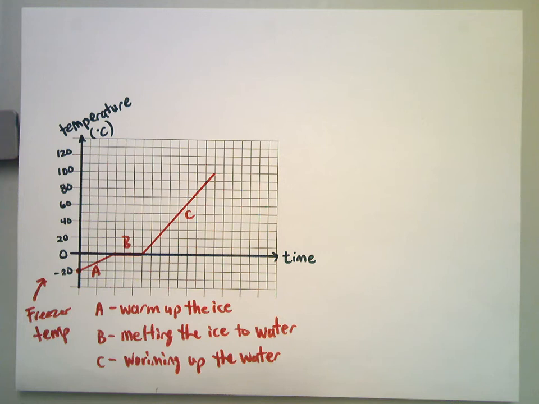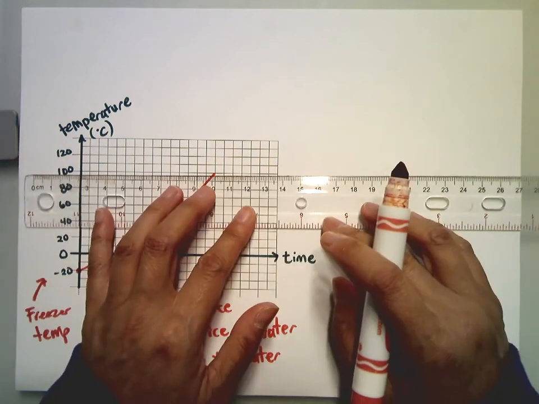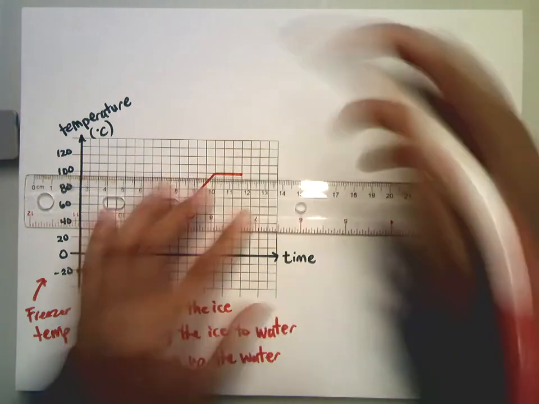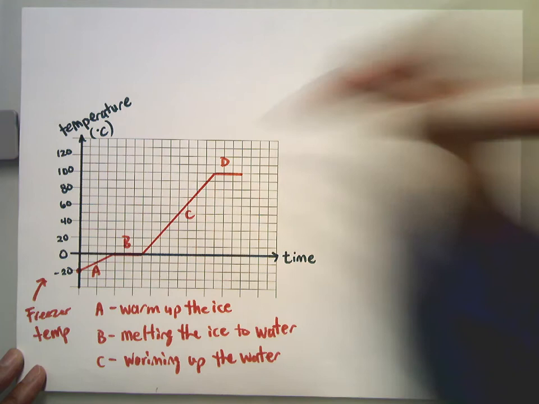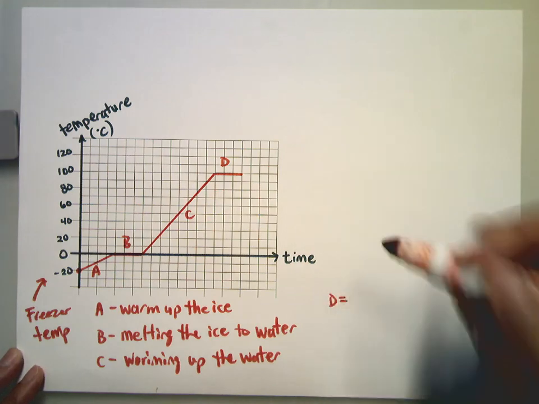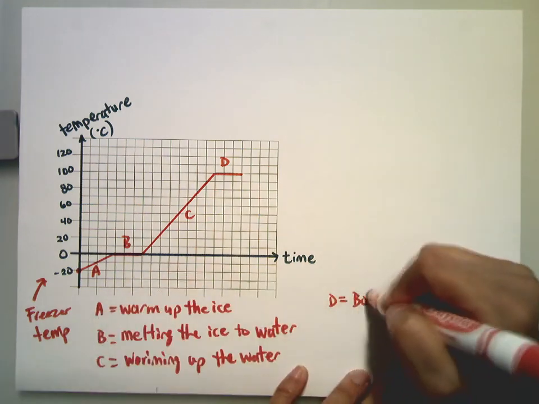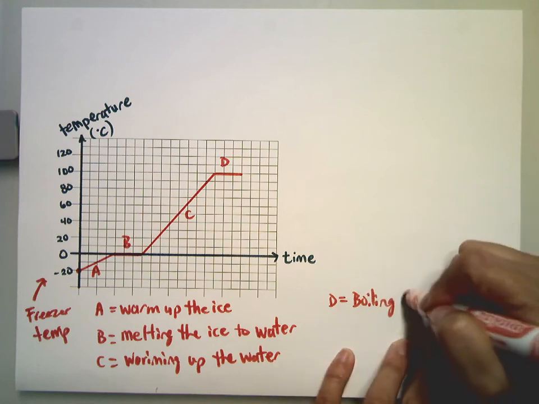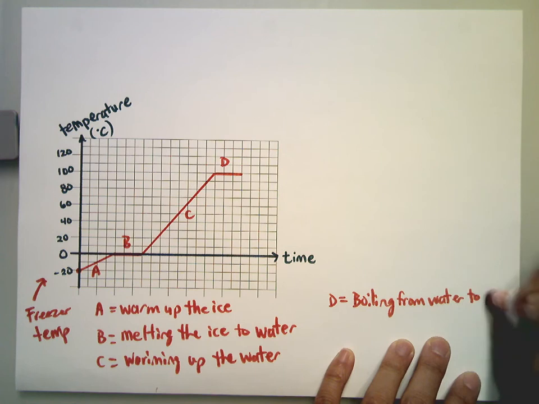Now, what boiling actually means is it's turning from a liquid to a gas. So there's another change of state going on here, and that is section D. So for D, we have boiling, from water to gas.